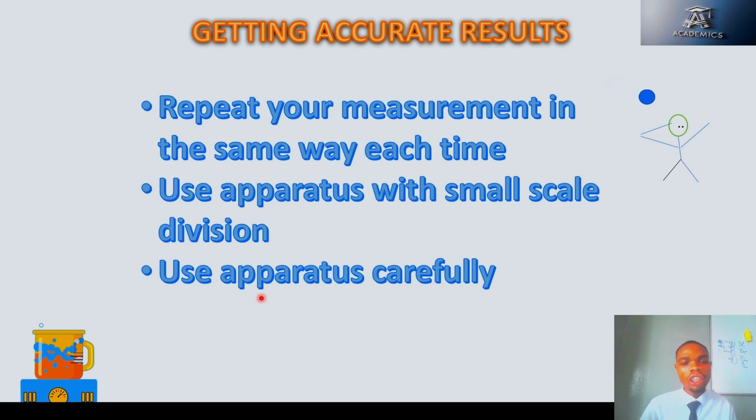So use your apparatus carefully too. You understand? When you are doing your measurement. For example, there are some students who, when carrying out a titration experiment, forget to remove the funnel before they run their solution from the burette. You can see, once you are not careful in handling your apparatus, you might end up bringing in error, which will eventually affect the accuracy of your result.